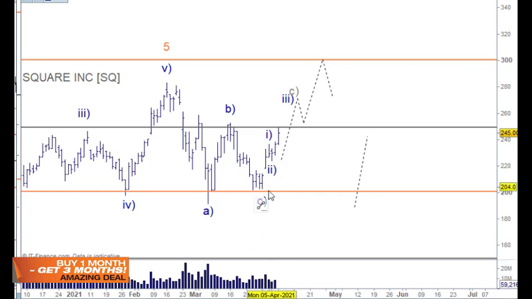Or we're going to go, well, if that's wave 1 and 2 here, it's hard to see even, but yeah, it'd have to be a triangle at that point.